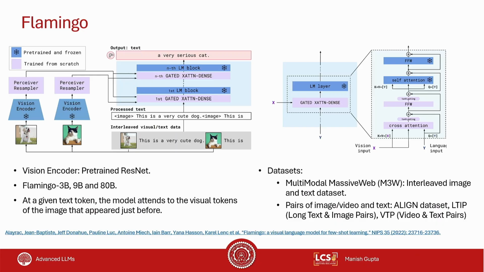This is called Flamingo. In this model, you can actually have multiple images in the input. So if the input is this, there's an image, and then there is "a very cute dog" as the caption, and then there is a cat, and then "this is". So you want to obviously predict "a very serious cat" in that sense. The way this works is the architecture that you see here.